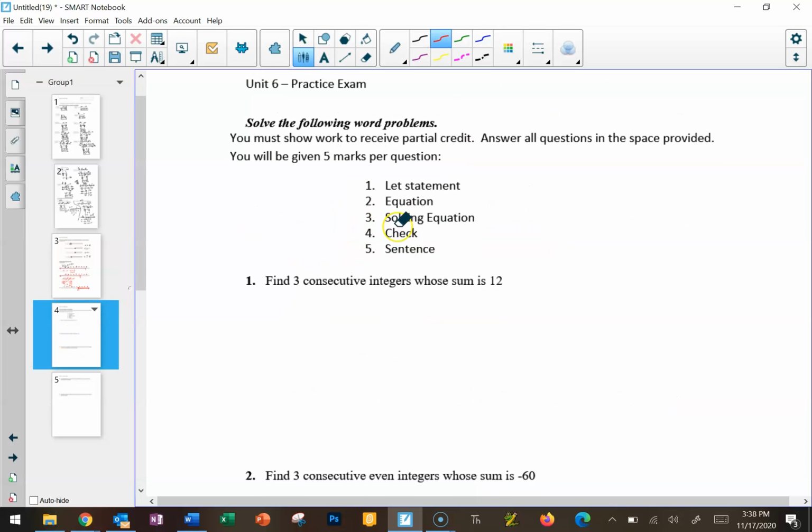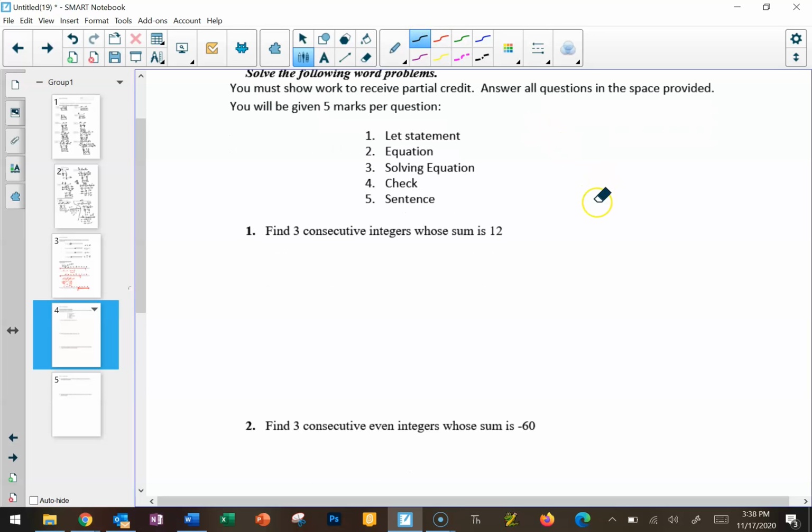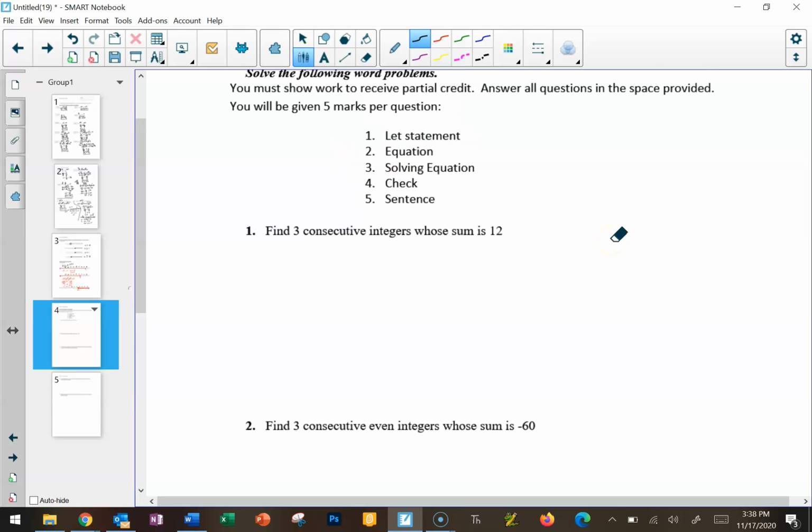Okay, word problems, and this is where I mentioned it was important that you review those word practice problems I gave you, because the unit exam is going to include a couple of different types. All right, we're going to use our 5 steps. We've gone over this before. Find 3 consecutive integers whose sum is 12. So just take it step by step.